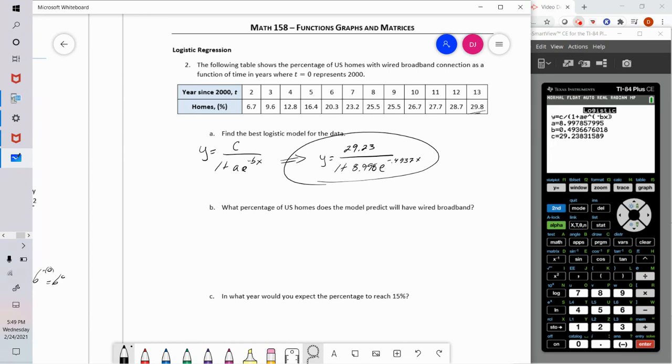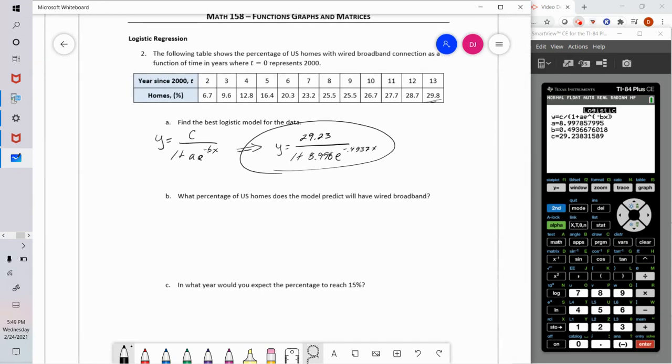At this point, I'm suggesting that you write it, okay? What percentage of homes does the model predict will have wired broadband? The model predicts 29.23%. That's my limiting factor. That's my top. And again, this is an odd example where that 29.8 is slightly larger. That does happen from time to time, because that's what the model is predicting.